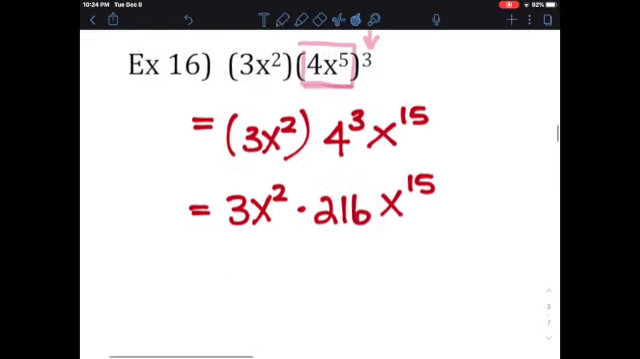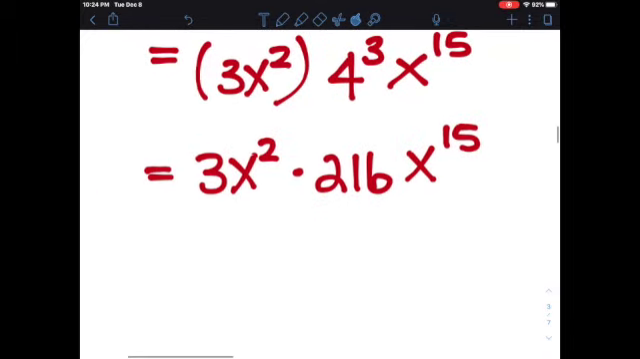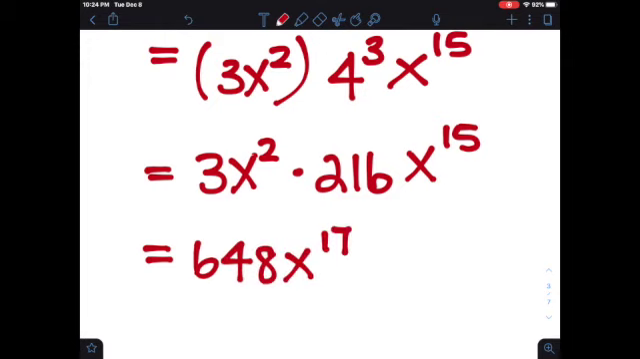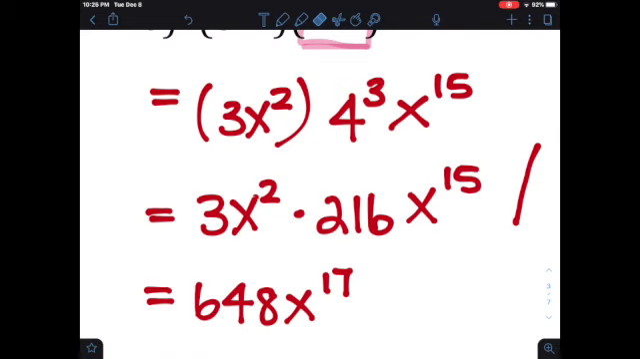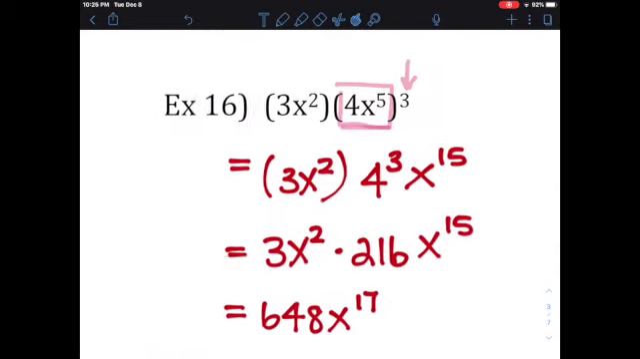So now what I'm going to do is combine them by multiplying the 3 and the 216. It's 648, and then it's going to be x to the 17th power. Because again, the base is the same on the x, so 2 plus 15 gives you 17. And 3 times 216 is 648. And that's number 16.